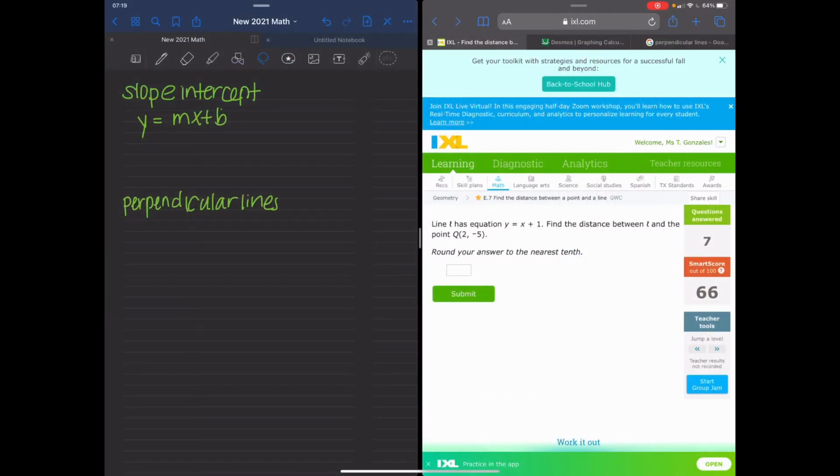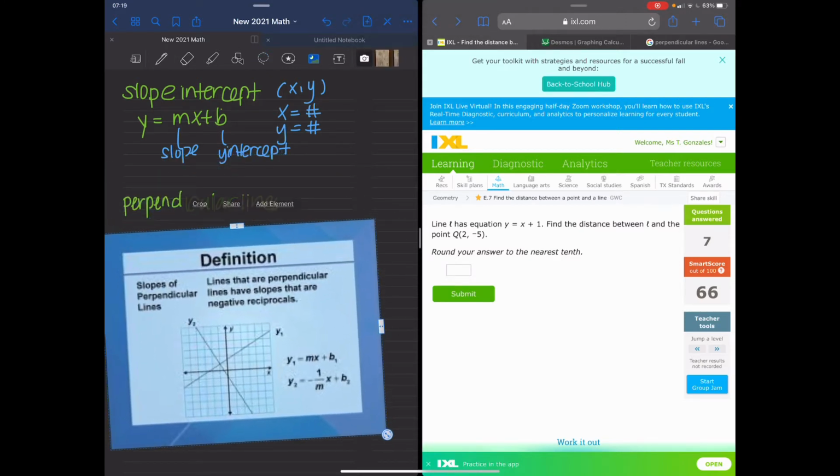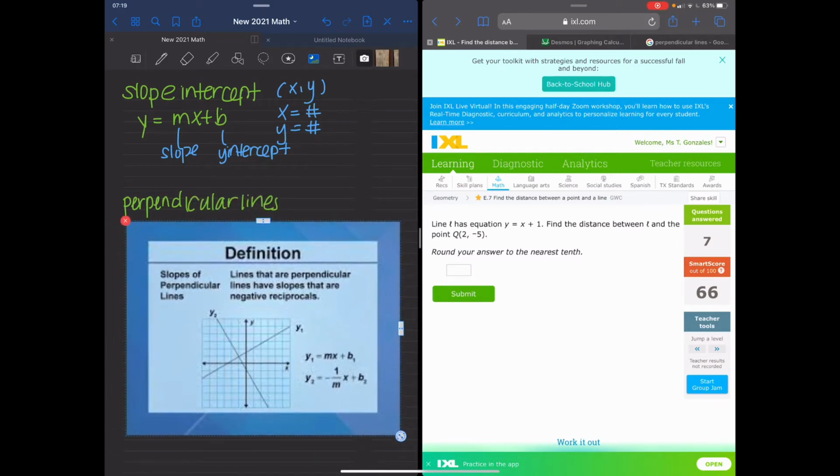Getting back to this equation, the first thing you need to know is the slope-intercept form: y equals mx plus b. X and y are numbers, so it's an ordered pair, and m is the slope and b is the y-intercept. Then you need to know the definition of perpendicular lines. Perpendicular lines are lines that cross and have slopes that are negative reciprocals.